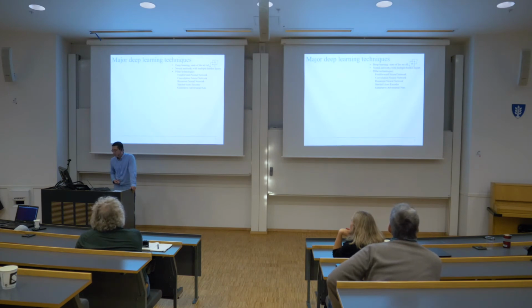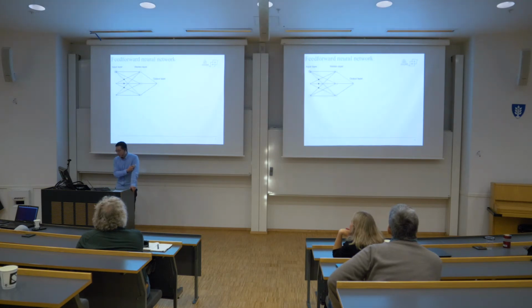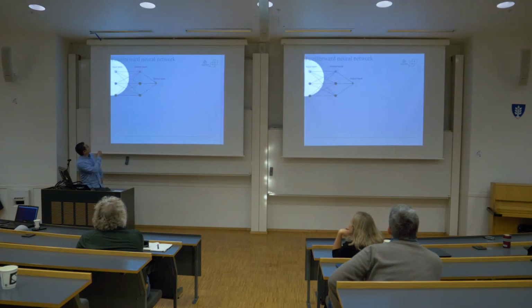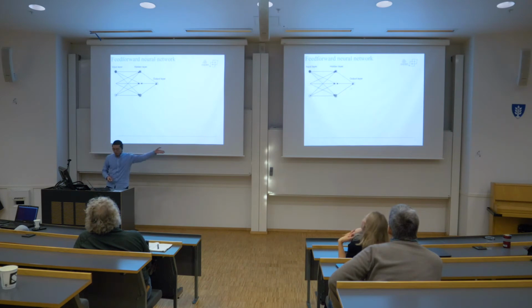So the major deep learning techniques include the feed-forward neural network, convolutional neural network, recurrent neural network, autoencoder, and the generative adversarial nets. This is the mainstream of deep learning technologies. So let's firstly take a look at the feed-forward neural network. Feed-forward, as the name suggests, has an input layer. The inputs come to the hidden layer, then go forward to the output layer. So it's always feeding forward. So we call it the feed-forward neural network.